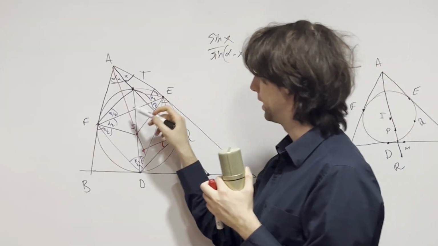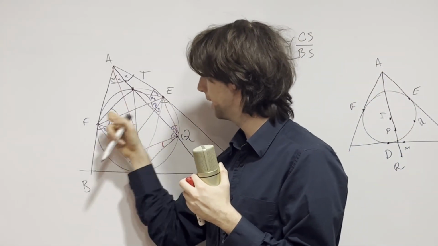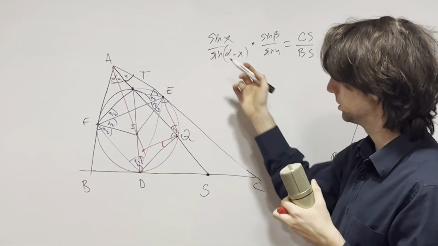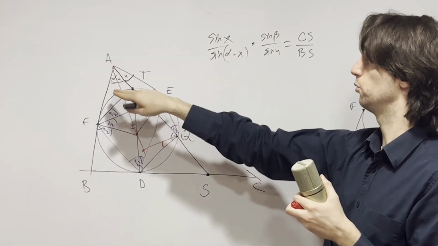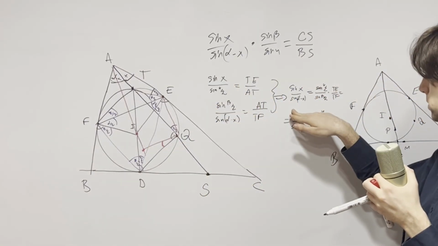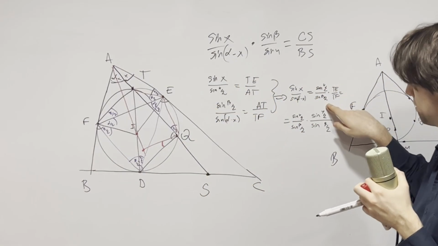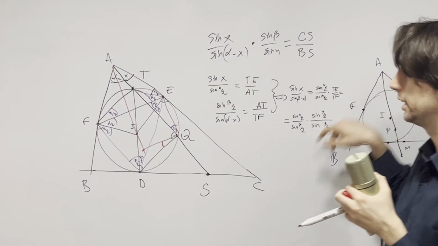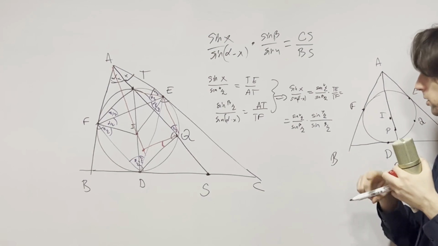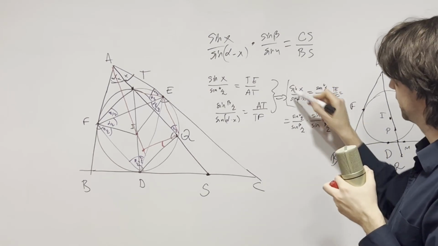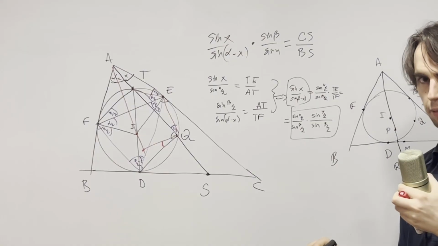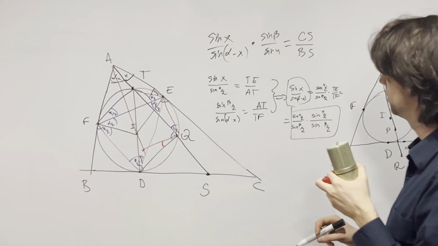We get beta, alpha, alpha. We get these are gamma half, beta half, and we get now from sine of x when we do trigonometry on these two triangles. And we get that sine of x over sine of alpha minus x is sine of gamma half over sine of beta half times TE over TF. Now TE over TF, we can do the sine again on that triangle, and we get that sine x over sine of alpha minus x is equal to sine of gamma half over sine of beta half, squared.